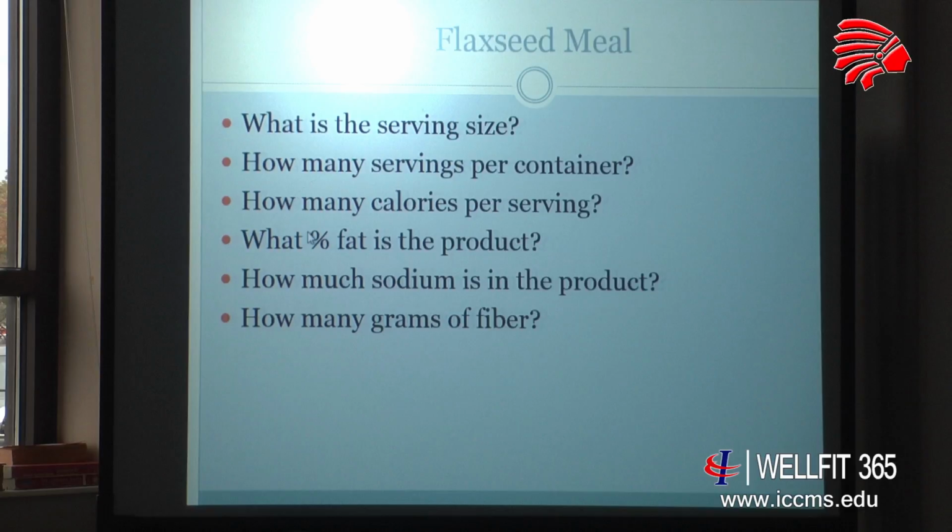I have different things that I wanted to let y'all try, using a food label and seeing if you can figure it out. I've got these questions up here, and I want you to answer: what is the serving size, how many servings per container, how many calories per serving, what percent fat is in the product, how much sodium, and how many grams of fiber. Looking at these labels, I wanted you to try to figure that out.